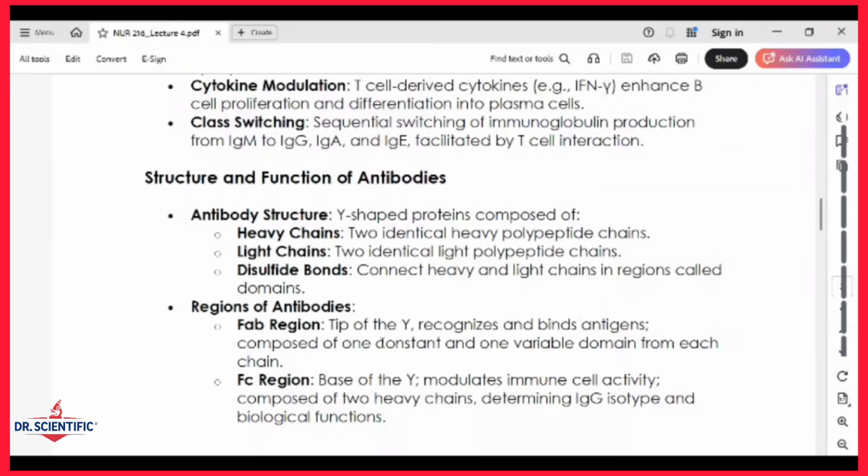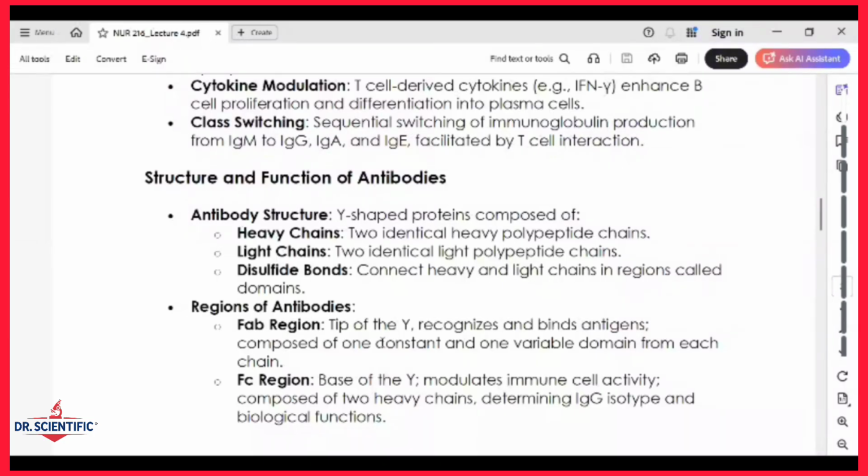What about the structure of antibodies? So the antibody is generally Y-shaped, as you've seen. It's made up of two identical heavy chains, which are just polypeptide chains. It's also made up of two identical light chains. They are polypeptides, of course. So antibodies or immunoglobulins are proteinous in nature.